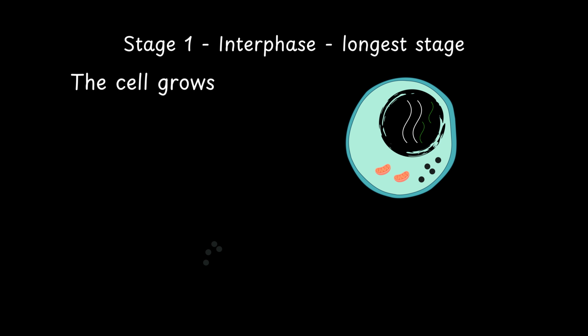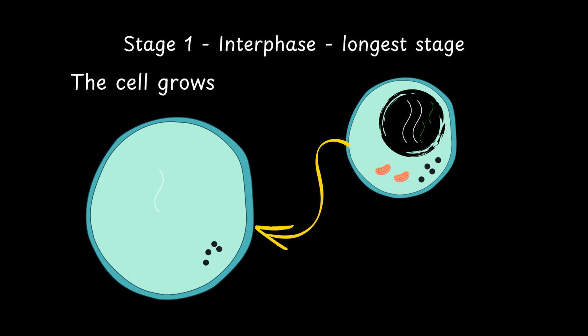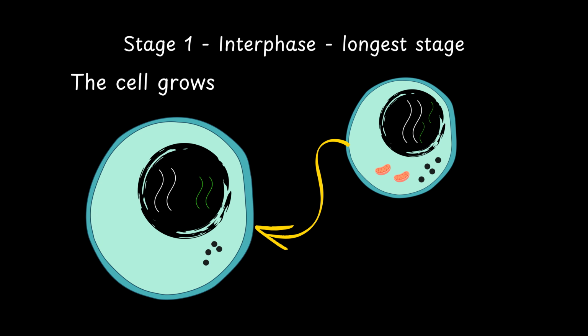The cell grows, right? So what's the importance of the cell growing? There are quite a few. So 1, when the cell divides, students, the 2 cells that are produced must be the correct size. And so in order for that to happen, the cell had to increase in size.